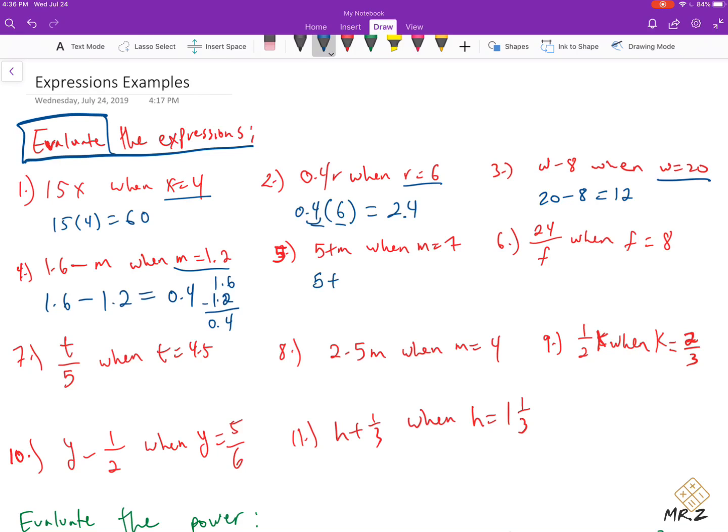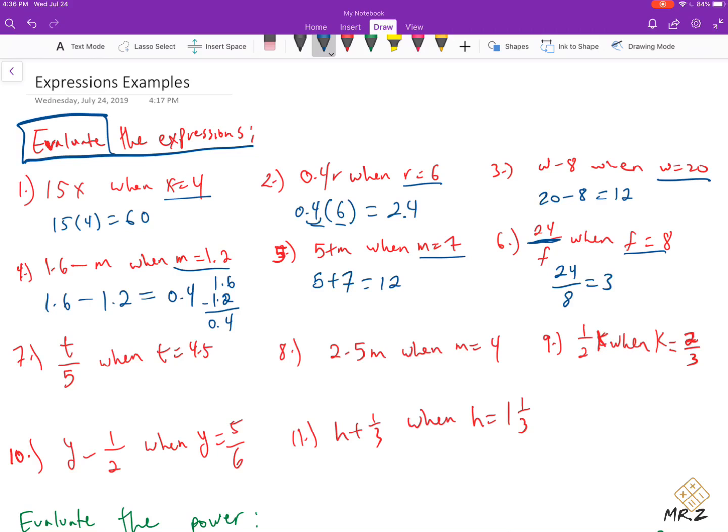5 plus M. M is equal to 7. 5 plus 7, which is 12. 24 over F. Again, this just means division, so it's 24 divided by F, and F is 8. 24 divided by 8 we know is 3.